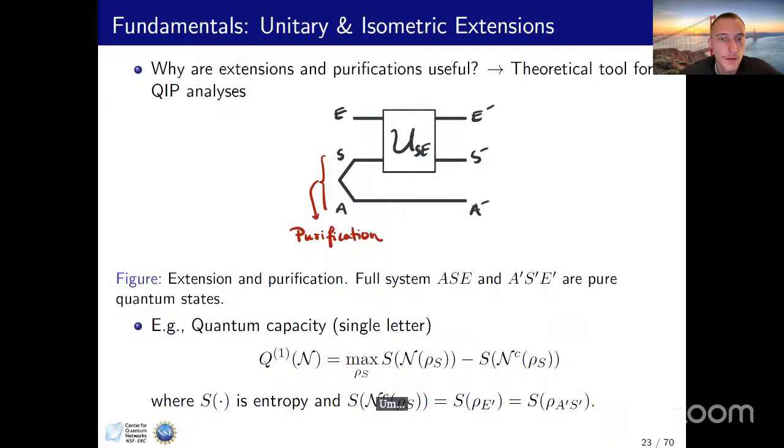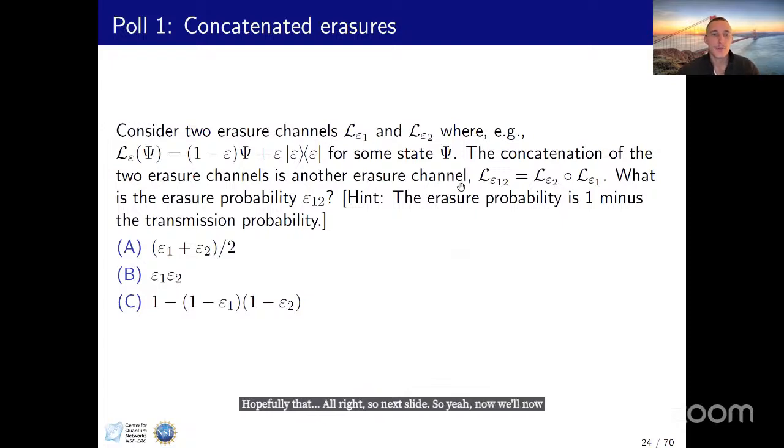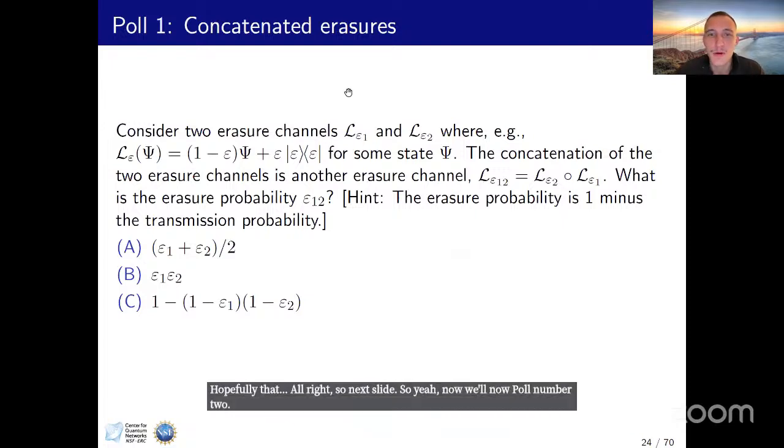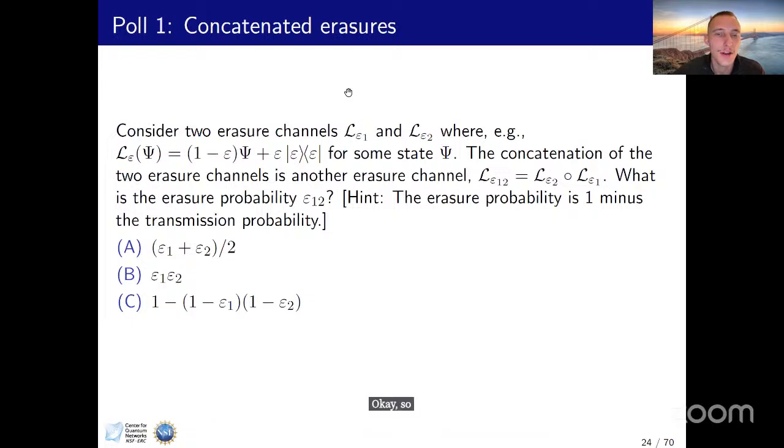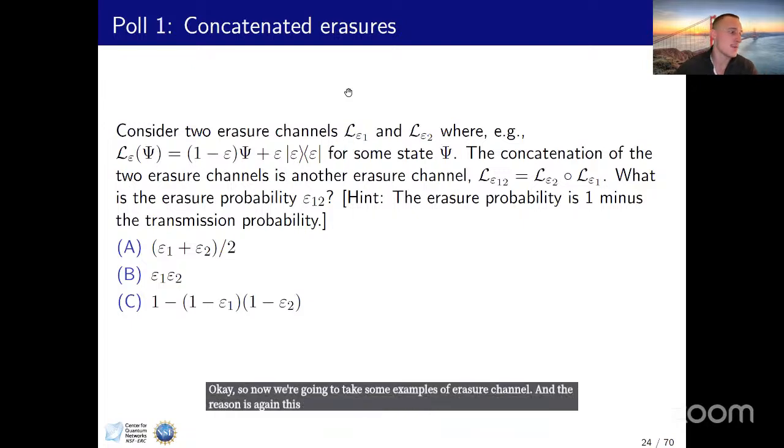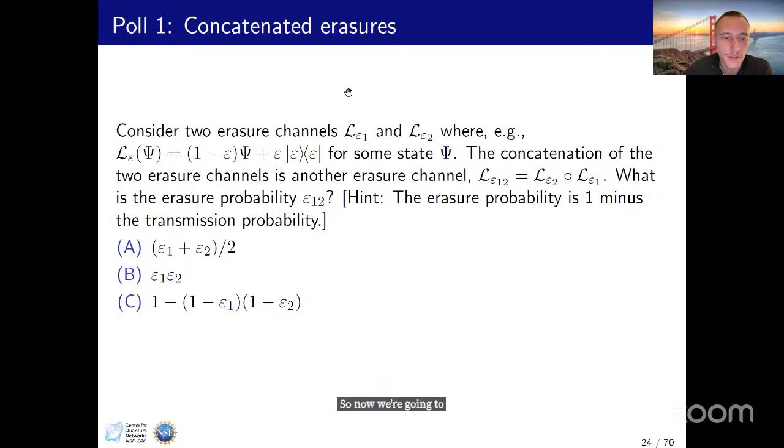All right, so next slide. Now we'll do poll number two. Everyone wake up now. It's poll number two. So now we're going to take some examples of the erasure channel. The reason is, again, that the erasure channel models photon loss for a single photon state. So now we're going to think about two erasure channels.